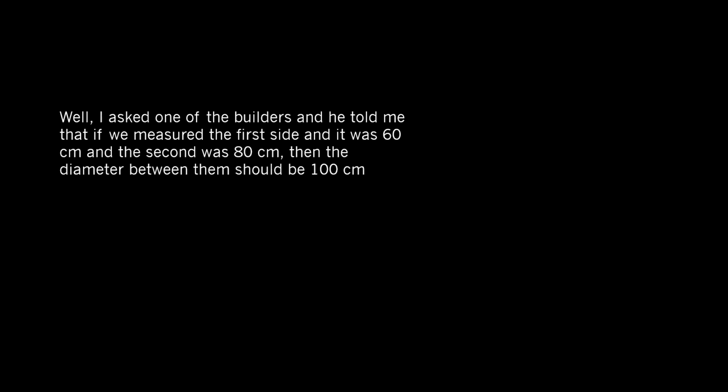Okay, have you asked yourself how builders can create a right angle without using a protractor, using only a measuring meter? To answer this question, I asked one of the builders and he told me that if we measure the first side and it is 60 centimeters and the second side is 80 centimeters, the diagonal between them should be 100 centimeters. That means the angle between the sides should be a right angle.